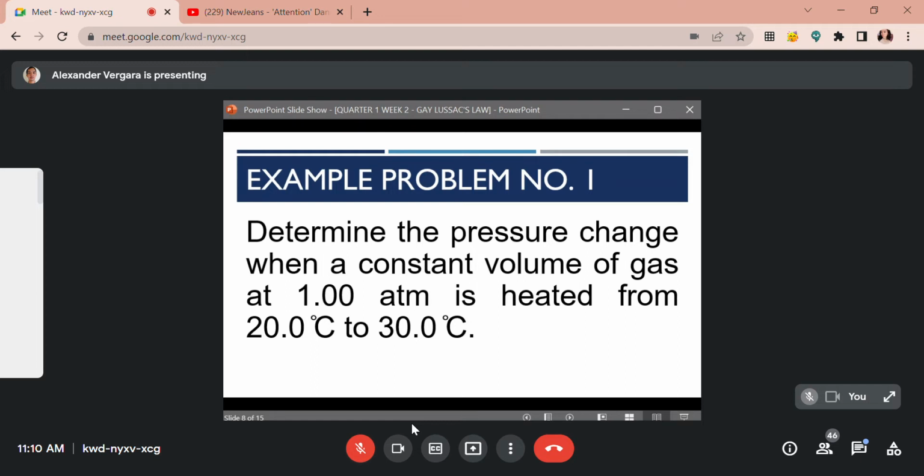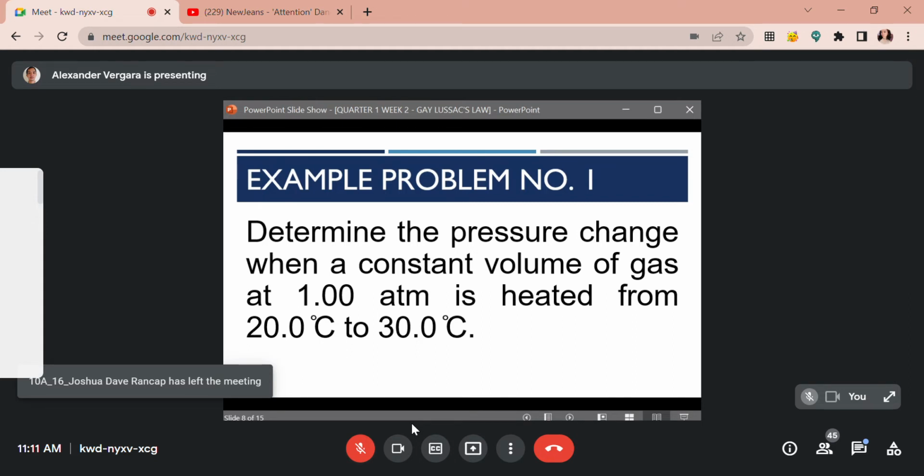1.00 atm. That is pressure sub 1. Okay, P sub 1. What else? 20 degrees Celsius. That will be temperature sub 1, T1. And next will be 30 degrees Celsius. Okay, very good. That will be our temperature sub 2.